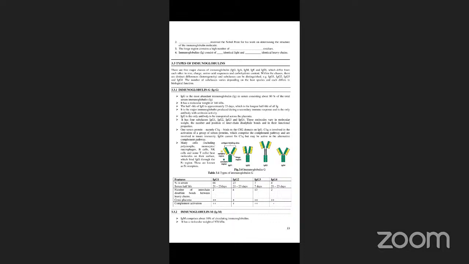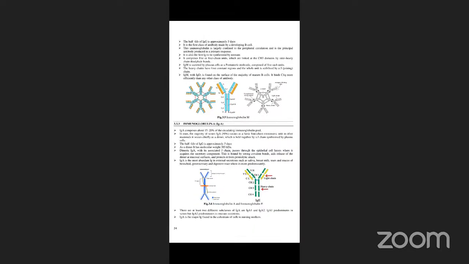Next is IgM. IgM constitutes around 10%. Its molecular weight is 970 kilodaltons, and its half-life is around 5 days. It is the first class of antibody made by B cells. It is involved in the peripheral circulation and mainly in the primary response. Immediately when an antigen enters the body, this IgM will be produced. It is the first antibody to be synthesized in a neonate, that is, babies.